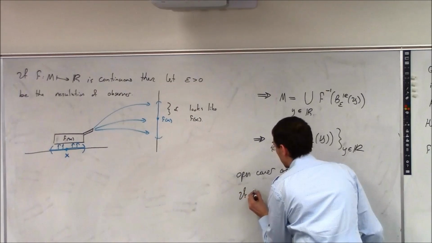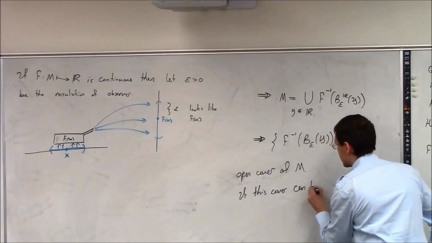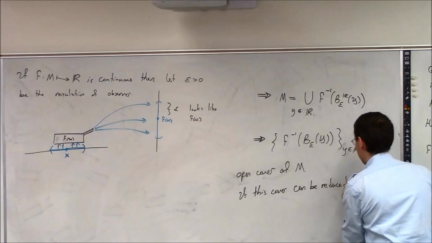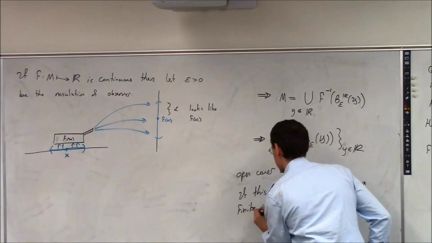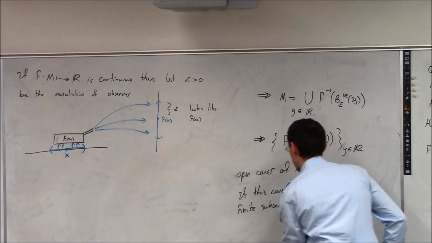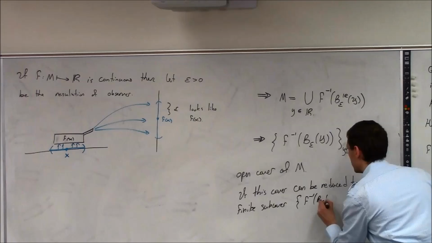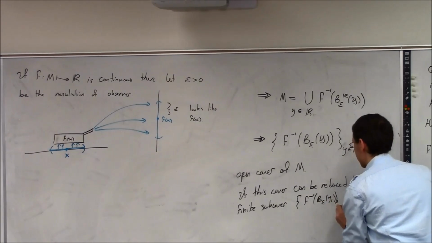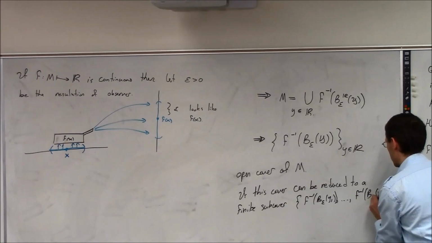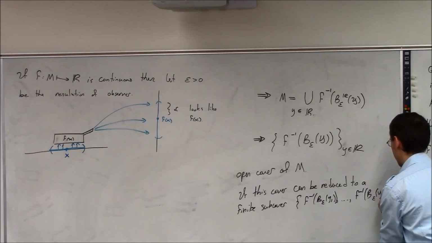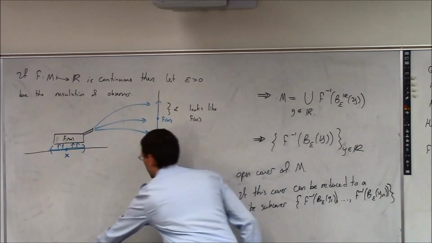If this cover can be reduced to a finite subcover, let's say the finite subcover is f inverse of the ball of radius epsilon around y1, all the way to f inverse of the ball of radius epsilon around yn. Then this function looks like what?